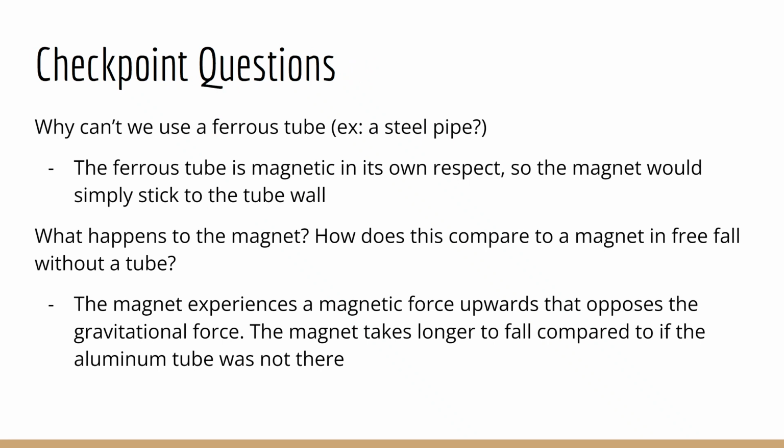For some checkpoint questions: why can't we use a ferrous tube? Well, the ferrous tube is magnetic in its own respect, so the magnet would simply stick to the tube wall. What happens to the magnet? How does this compare to a magnet in free fall? The magnet experiences a magnetic force upwards that opposes the gravitational force, so the magnet takes longer to fall compared to if the aluminum tube was not there.